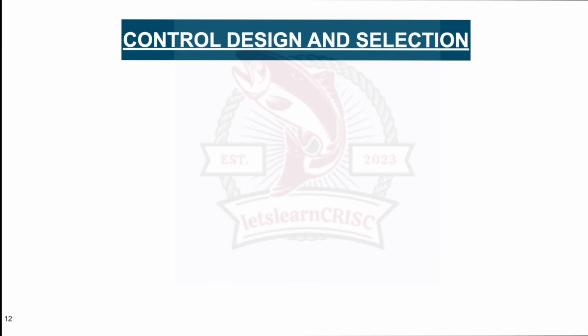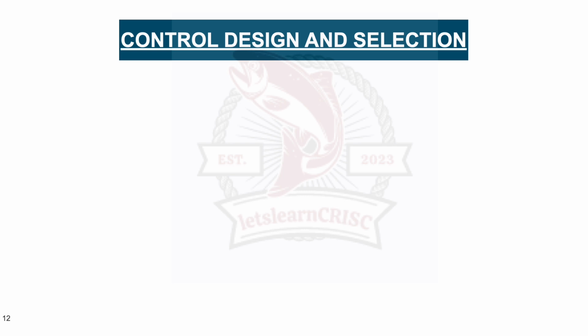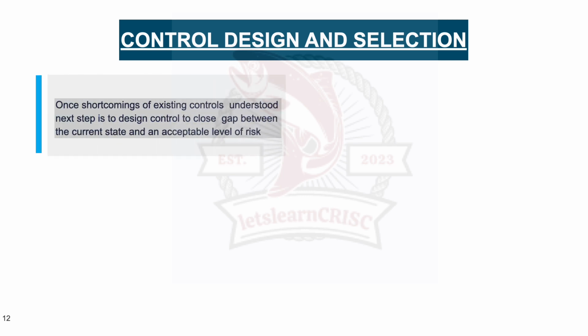Moving next, we'll discuss the control design and selection. Under control design and selection, once the shortcomings of existing controls are understood, the next step is to design controls to close the gap between the current state and the acceptable level of risk. Friends, after identifying the specific shortcomings of existing controls and configurations, the subsequent step involves designing or selecting controls or enhancements to address and close the gap between the current state and an acceptable level of risk.